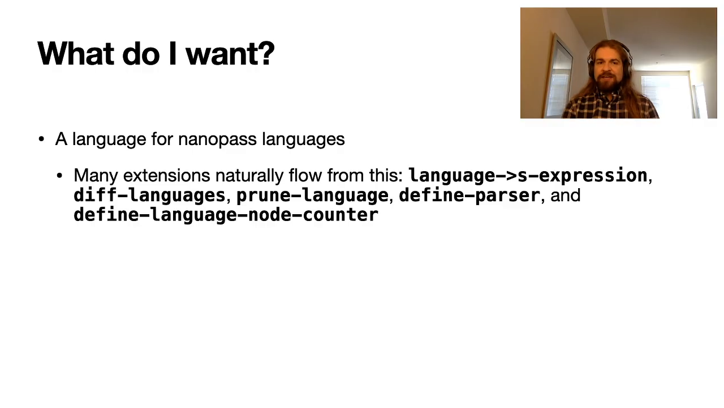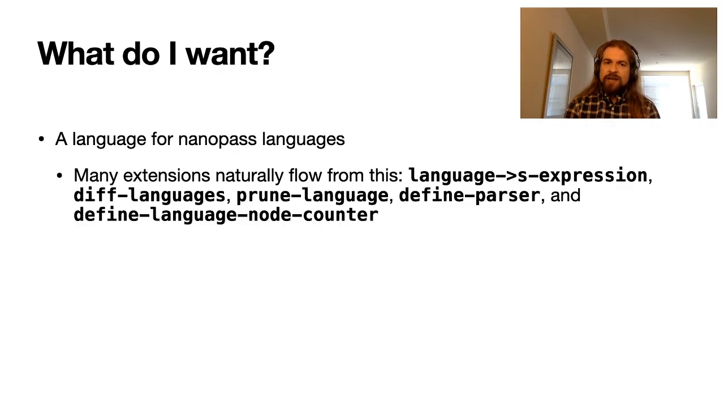Well, I would like for there to be a language of Nanopass languages. So if we think back at our list of extensions, a lot of these extensions are things that could be very easily written if we had an API that was the language of our languages. So language->S-expression, diff-languages, prune-language, define-parser, define-language-node-counter. All of these could be fairly easily written as a pass over a language that described the language.